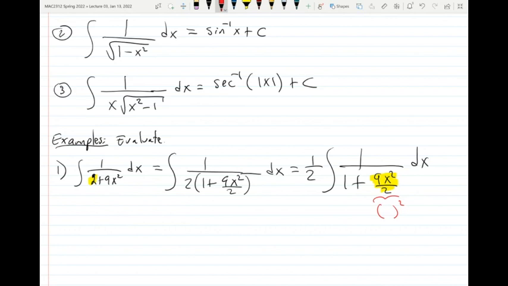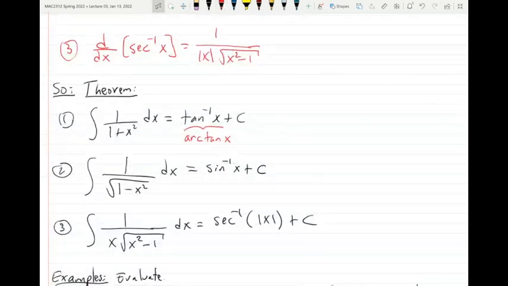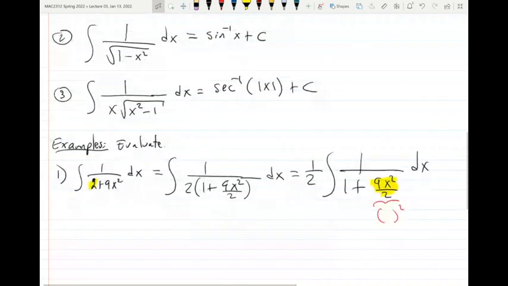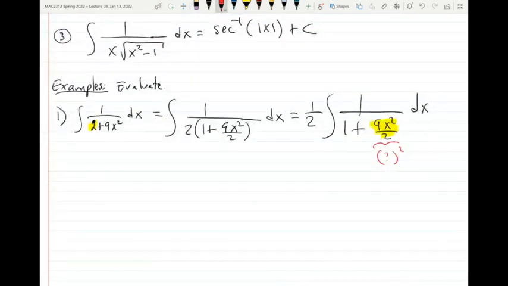And then once we can do that, we will be able to make a substitution, u equals that something, and we're going to have exactly this form, 1 over 1 plus u squared. Do you understand this? So how can we do that? So what should I put here? 3x. 3x over... Very good. Don't forget the 2.